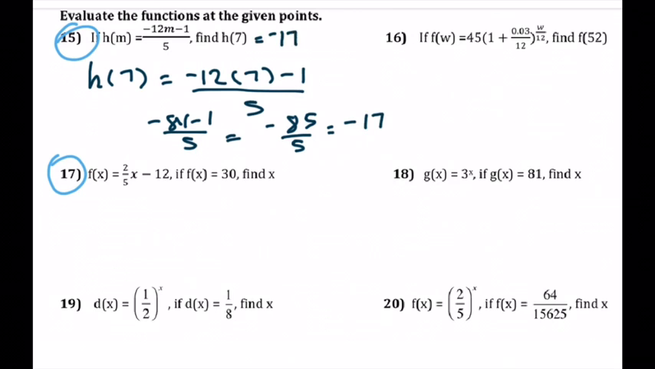It's negative 17. So that means, and you don't have to write this, that if you went over to 7, you'd go down to negative 17 to find the graph. That's what it means.